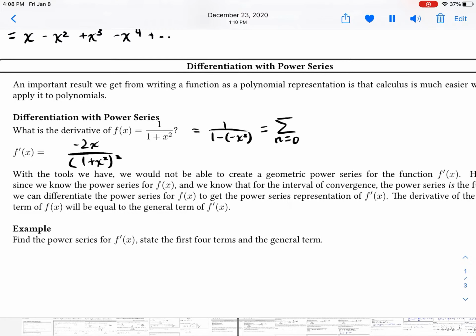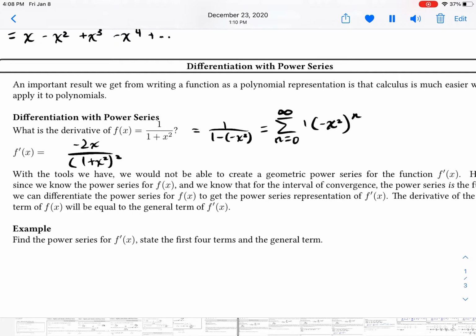So we know that this is equal to the following series in summation form: n equals 0 to infinity. Our first term is 1, and our common ratio is negative x squared, and so we're raising that to the n power. Okay? So with the tools that we have, we would not be able to create a geometric power series for this function of f prime of x, right?